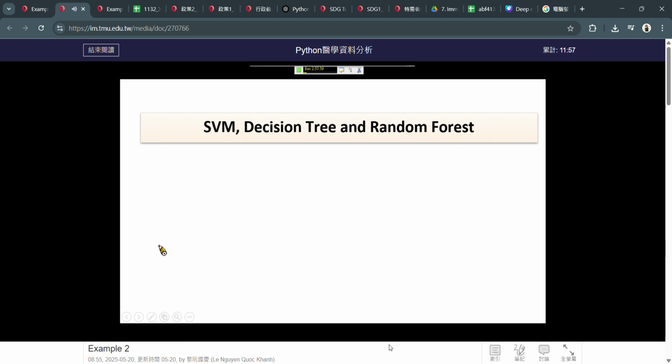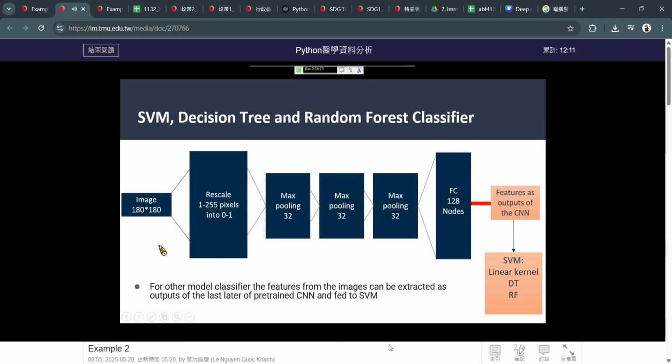Now we had an interesting idea to use the final layer of the CNN as a feature extraction tool from the images and feed it into the SVM, decision tree and random forest. So it works like this. We have the same neural network, but the final layer we throw into the SVM. And in here we use linear kernel for SVM.